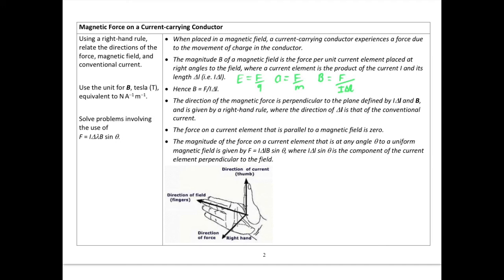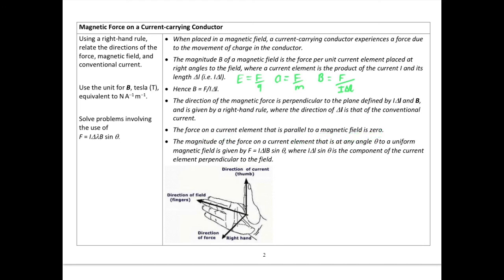So current, in conventional current that is, in the thumb, magnetic field strength in the fingers, the direction of the force will be out of the palm of the hand. Now, a couple of things. If the current is flowing in the same direction as the magnetic field, so instead of the current being perpendicular, if the current is in the same direction, the force is zero. So the force on a current element that is parallel to a magnetic field is zero.